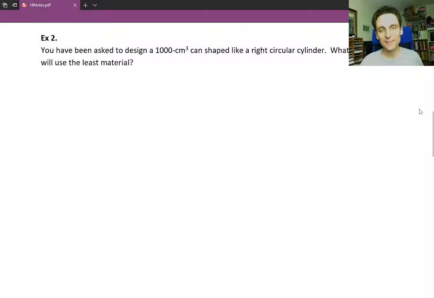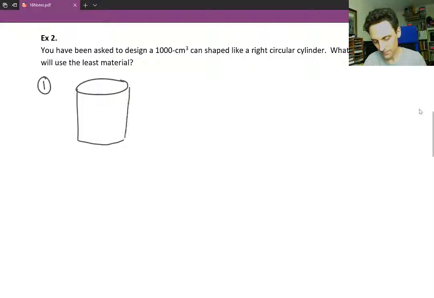Hello and welcome back. In example 2, we're asked to design a 1000 cubic centimeter can shaped like a right circular cylinder. Let's jump into it and start drawing a picture of that cylinder. Not the prettiest cylinder, but it'll do. Now cylinders, usually we have a radius and a height. I'm going to just draw the radius and draw the height. We'll say the radius is r, the height is h. We may or may not need them later.